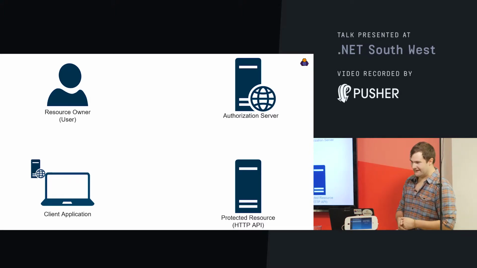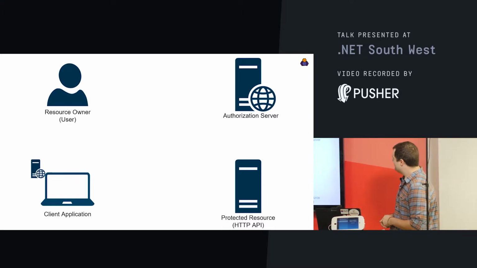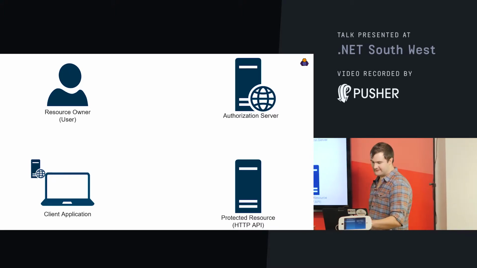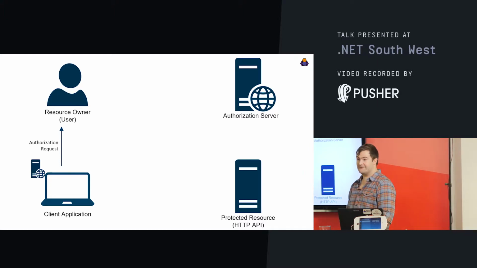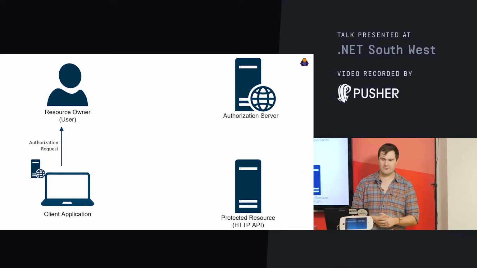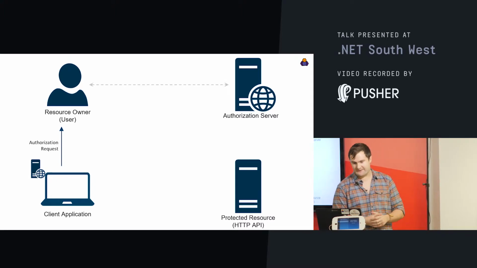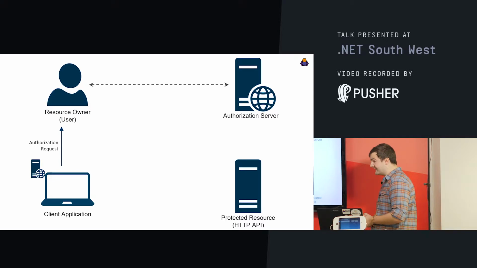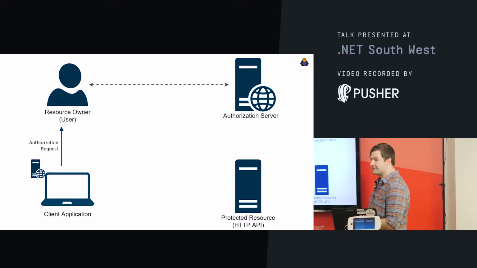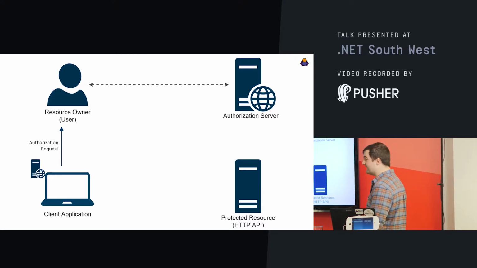Actually, I'll stop there. So the first thing we want to do is the client application goes up to the user and says, can I do this on your behalf? Can I send an email on your behalf? At this point, the user or the resource owner might have to authenticate with the authorization server, prove they are who they say they are, and that they're allowed to delegate this permission.